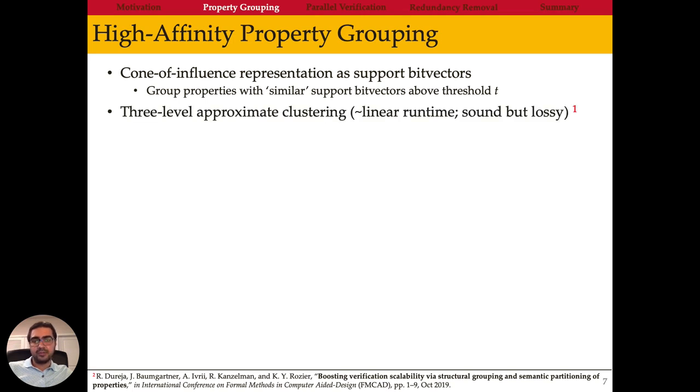In principle, we can use classical clustering methods like k-means, k-medoids. However, we avoid them due to the quadratic comparisons required for their usage. To mitigate this quadratic performance slowdown, state-of-the-art algorithms perform a three-level approximate clustering that groups properties incrementally by utilizing static design information.